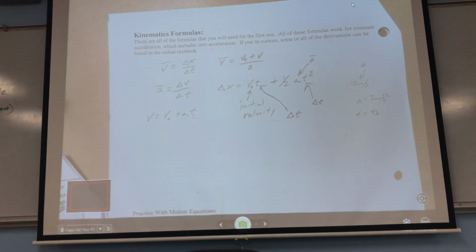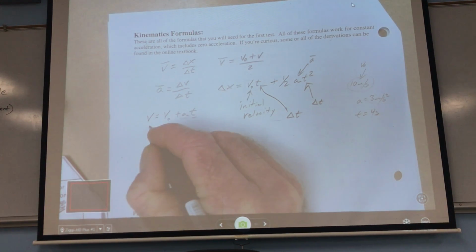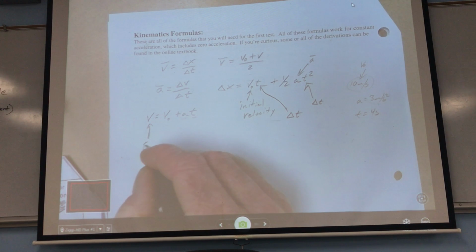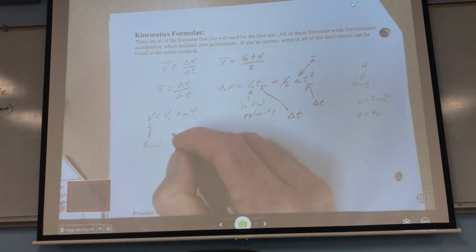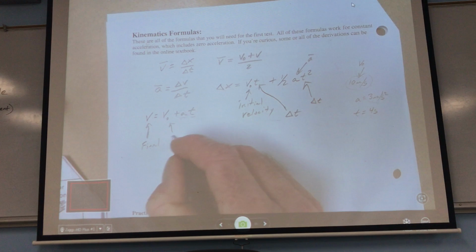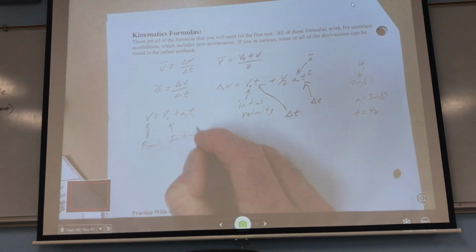That's the ending velocity. If you don't see the subscript zero, that means final. And the subscript zero is initial. Thanks for clarifying. Yeah, no problem.